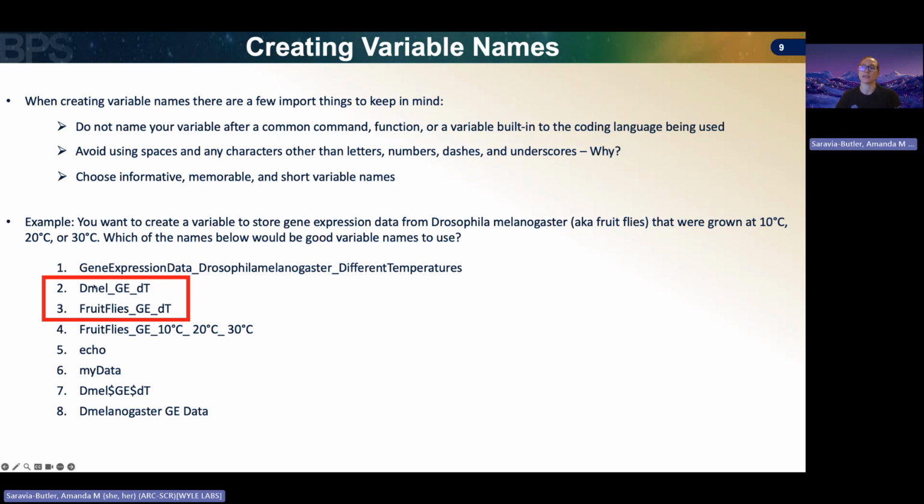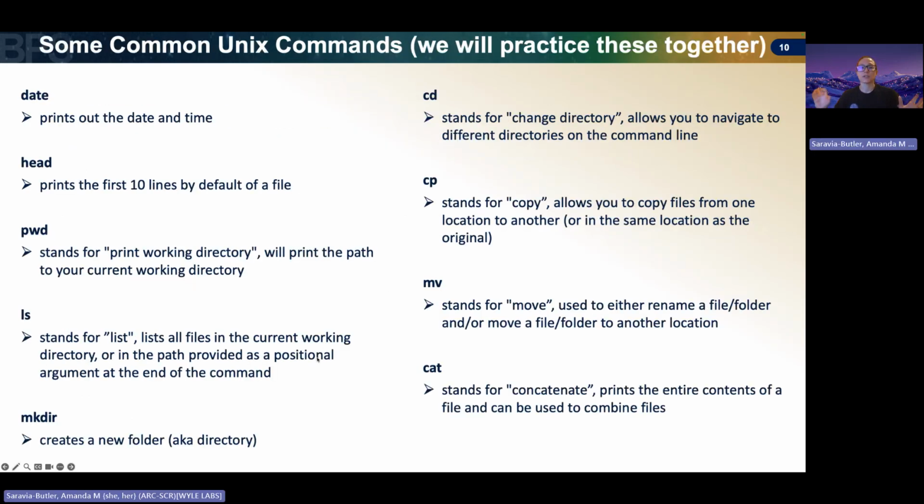So either using the abbreviation for the scientific name or the common name for the organism, GE standing for gene expression data, delta T or DT standing for change in temperature, separated by underscores so we don't see any spaces. So that's why both of those were selected as good variable names for the information that we want to store inside that variable.